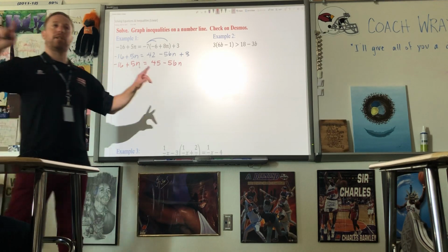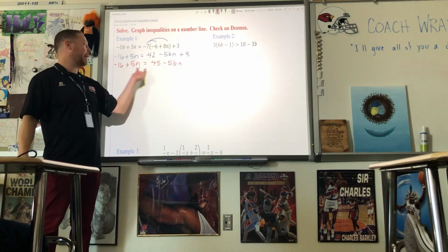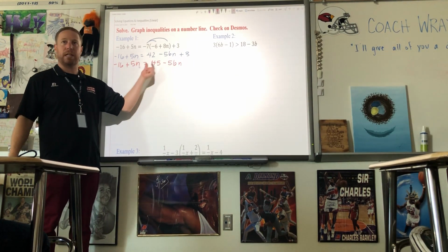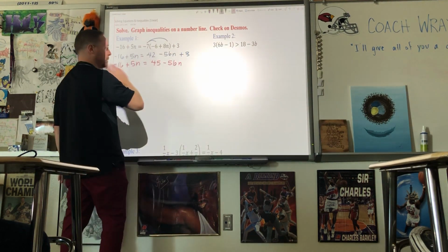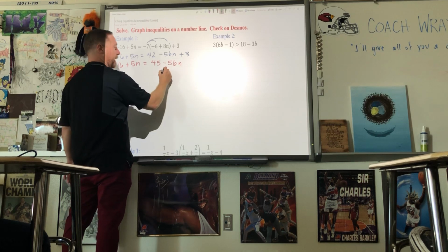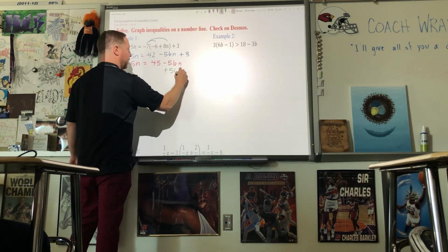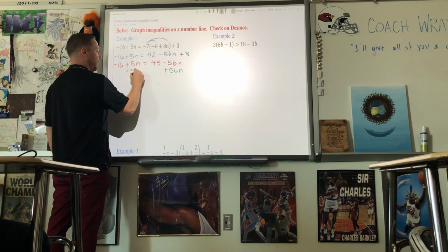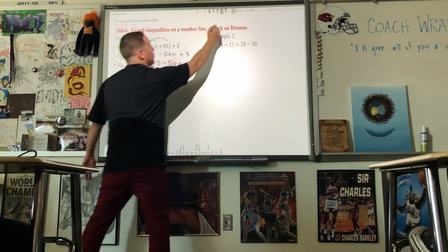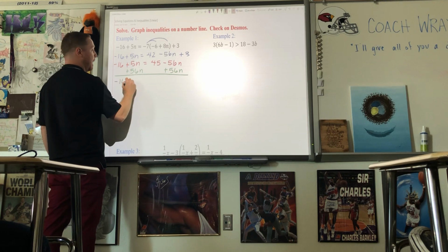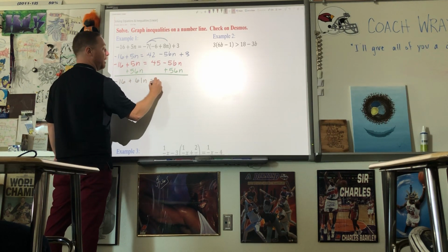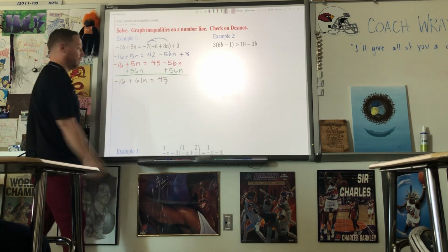Okay, after I combine like terms on both sides, now I'm going to combine like terms, but I've got to go across the equal sign. So when I go across the equal sign, I have to do the inverse or the opposite. So if I have negative 56n here, I'm going to do plus 56n on both sides. Okay, so now I've got negative 16. This becomes positive 61n equals 45, and that's gone.